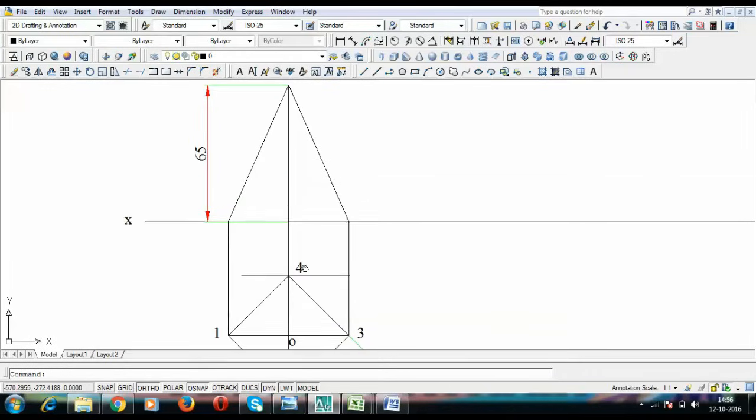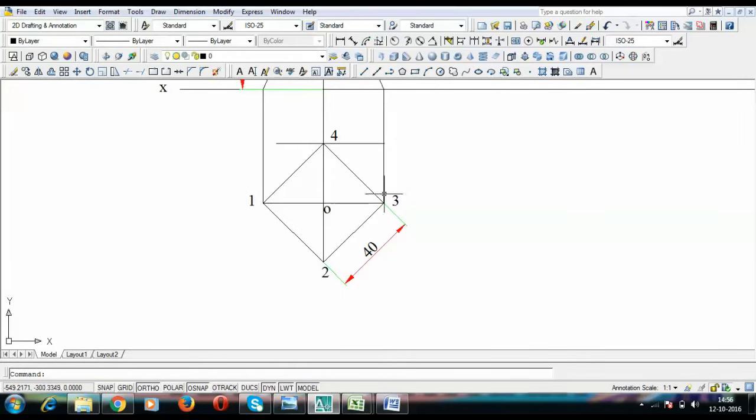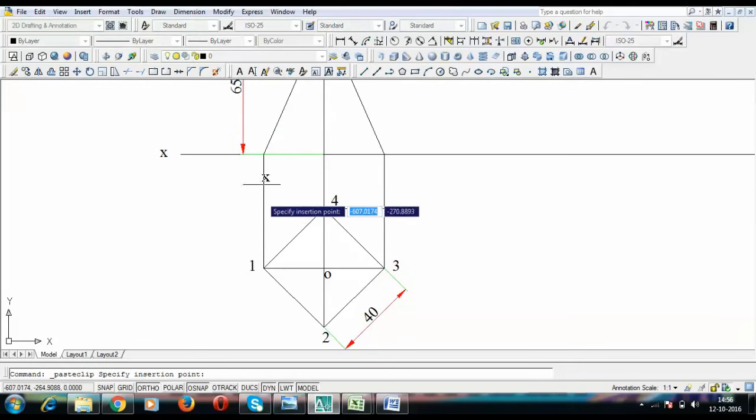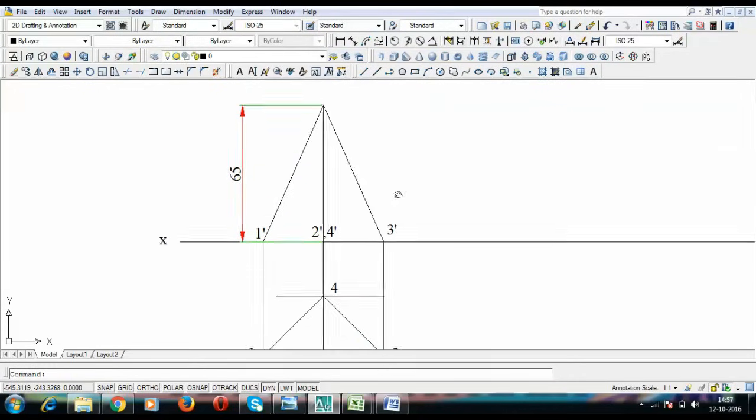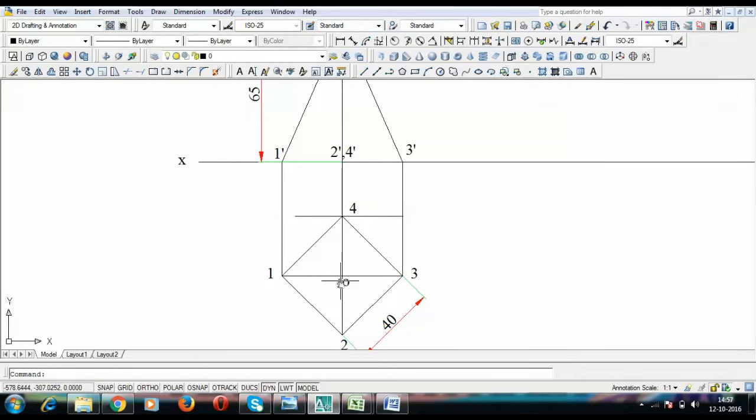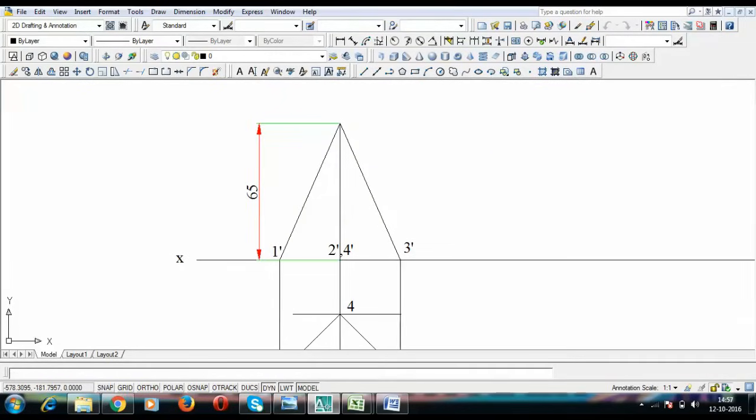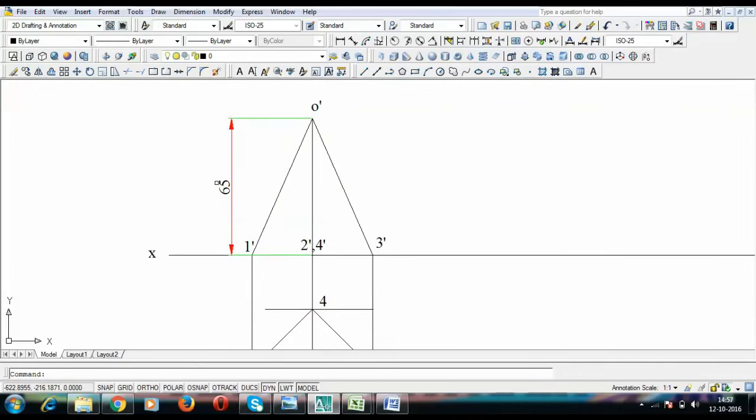Now these are the points exactly at the base. So one is going to be here. So this is 1 dash. This point is 2, and behind 2 we have 4. So over here I'm going to write 2 dash comma 4 dash. And over here we have point 3 dash. That's it, guys, and we have the apex in the form of a dash. This is the top view of the apex, and over here we're going to have point O dash. That's it.